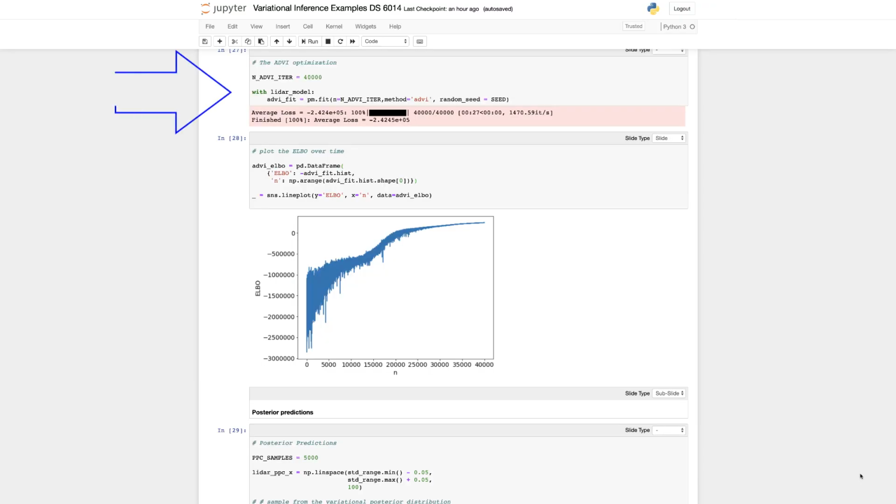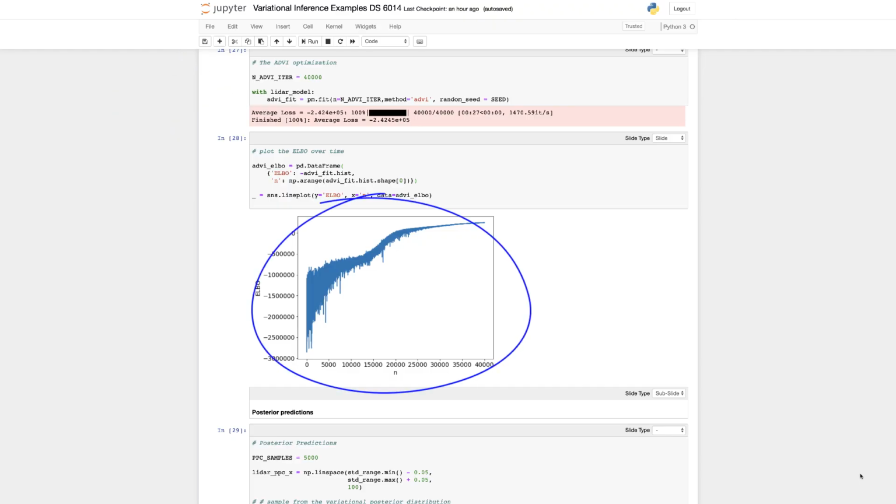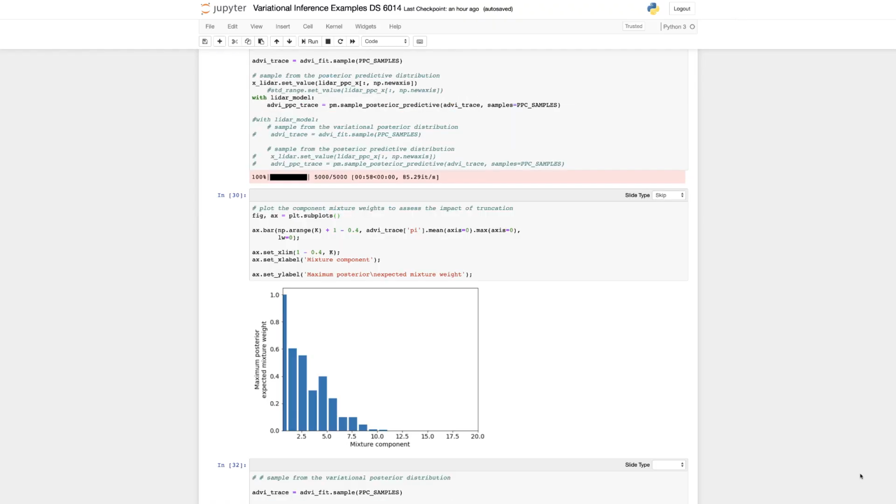So we run the ADVI optimizer to get a fit using 40,000 iterations of the algorithm. And shown in the plot, you can see the ELBO curve, and this one looks very nice. It looks like we've got good convergence to a lower bound for this particular problem. Now what we do is we sample from the posterior distribution in order to get a sense of where the breaks are, so that we can get a sense of what the weights are in our mixture model.